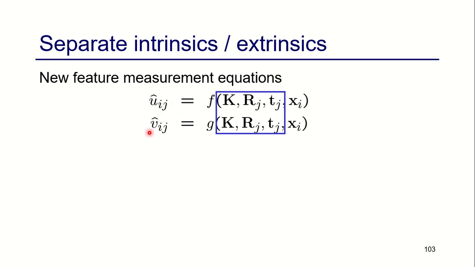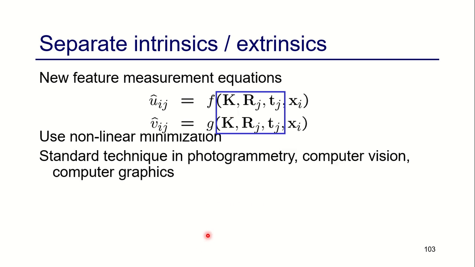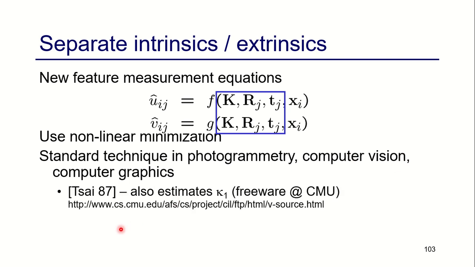This is your new equation for u and v in terms of i and j. So here we will be having K, Rj and Tj. We use the non-linear minimization, a standard technique in photogrammetry, computer vision and computer graphics.